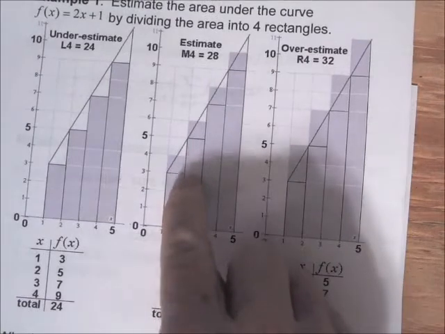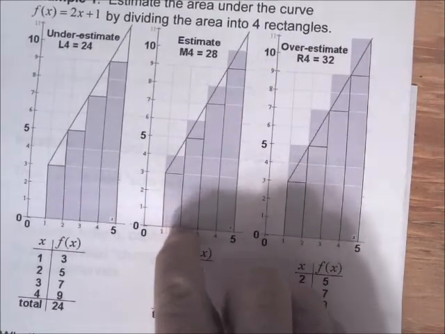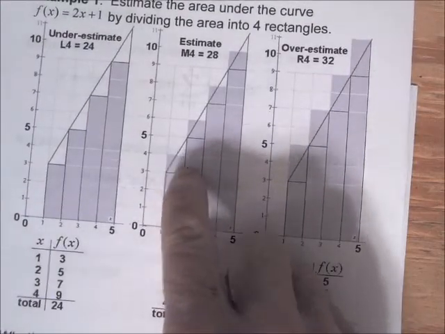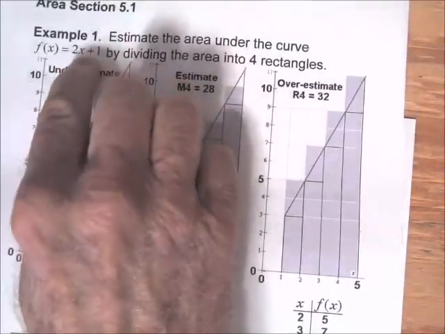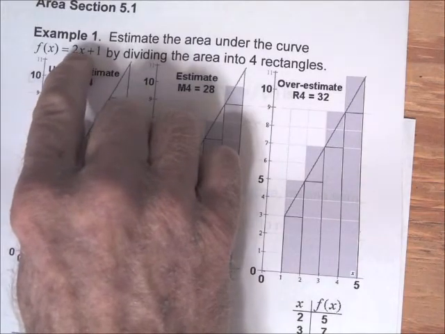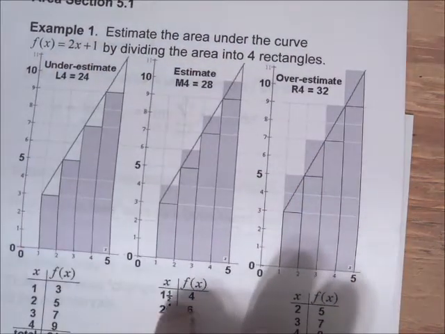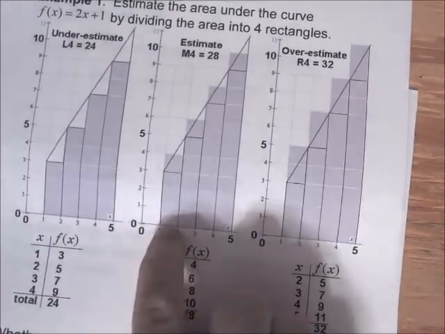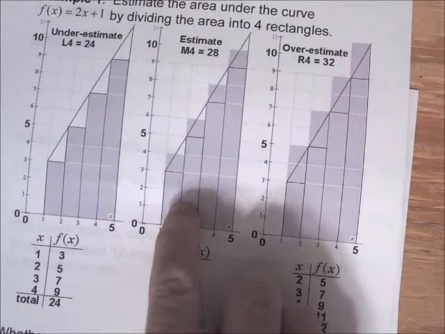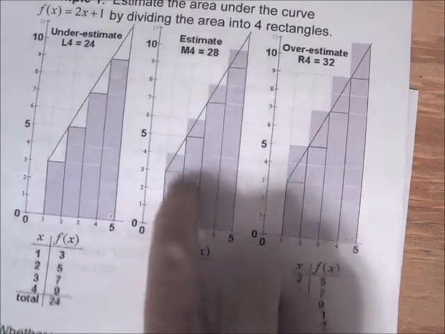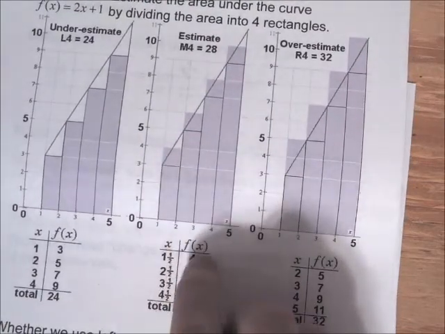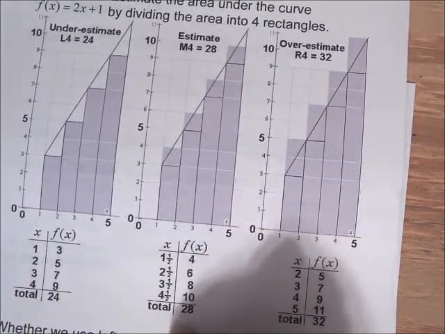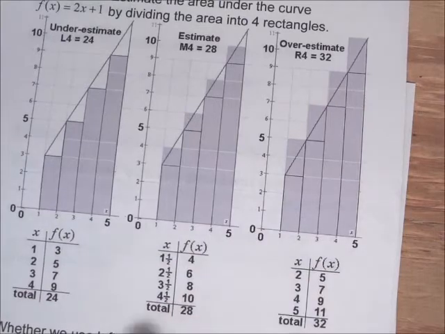for the first interval, x goes from 1 to 2, the midpoint is 1.5. So then we compute f of 1.5. 2 times 1.5 is 3, 3 plus 1 is 4, so f of 1.5 is 4, and so forth. And again, the width of each of these rectangles is 1, and the height is going to be f of x. So the area is 1 times f of x, which is f of x. Add up these 4 rectangles, and we get a total of 28.